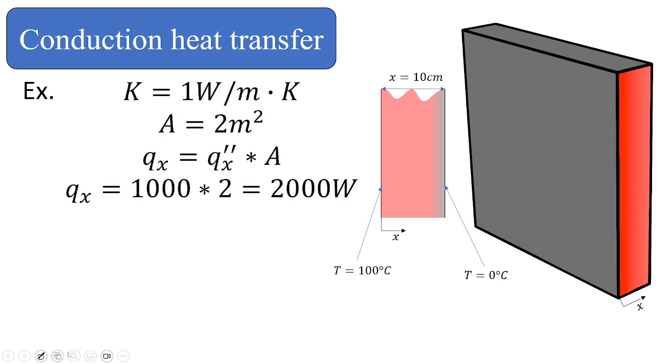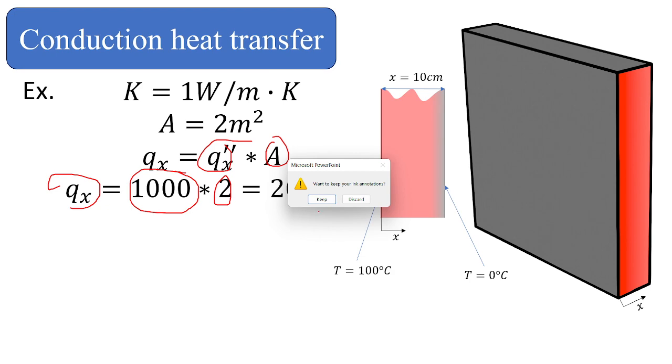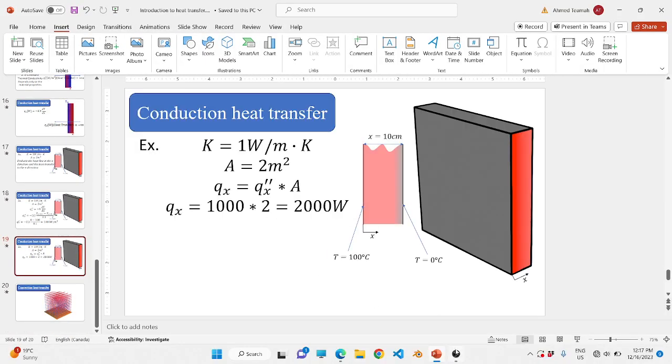Next, if we need to find the heat transfer, it is the heat flux multiplied by the area. This area is 2, so 1,000 multiplied by 2 is 2,000.